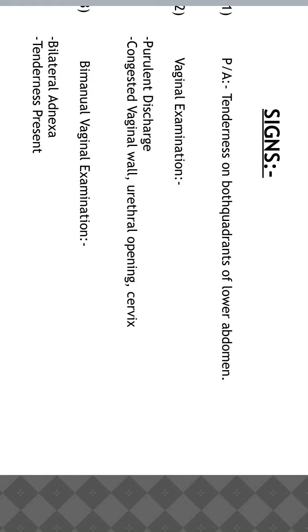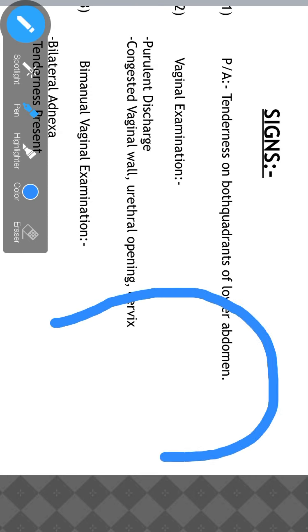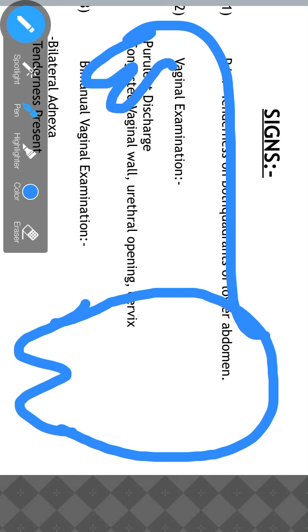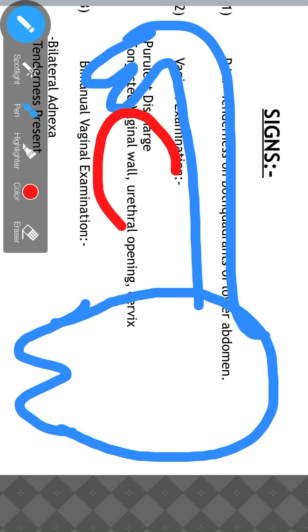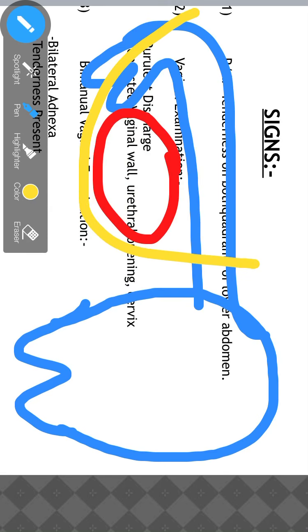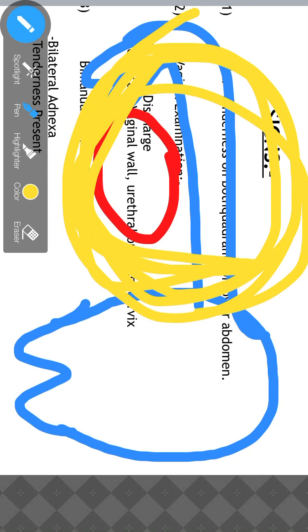On bimanual vaginal examination, there is tenderness in the bilateral adnexa. What do you mean by adnexa? See, this is the fornices. This is the uterus. This is the fallopian tube. And this is the ovary. So this whole portion, when you feel from outside, is called adnexa.